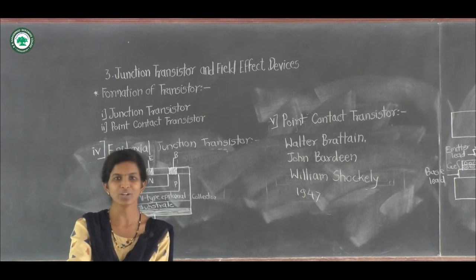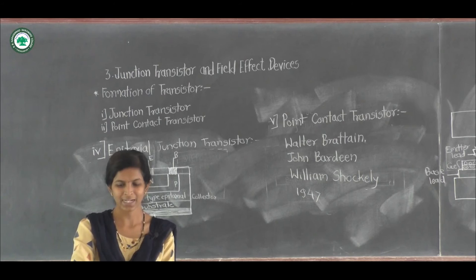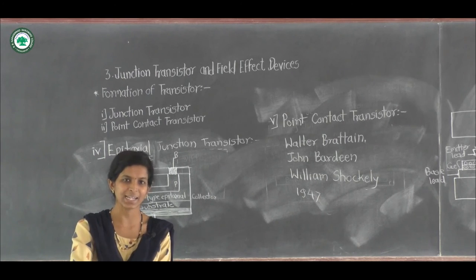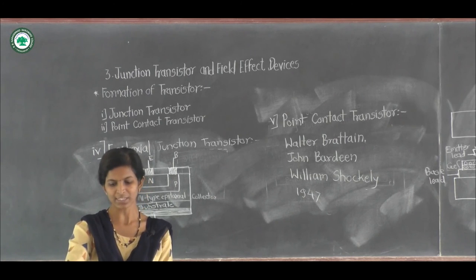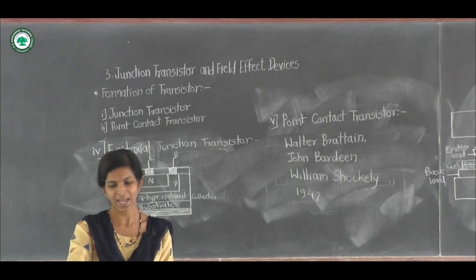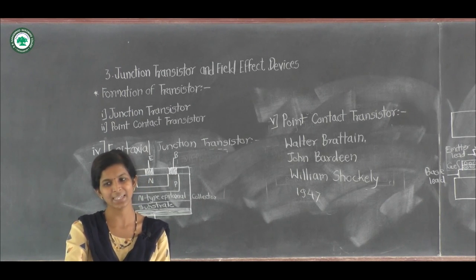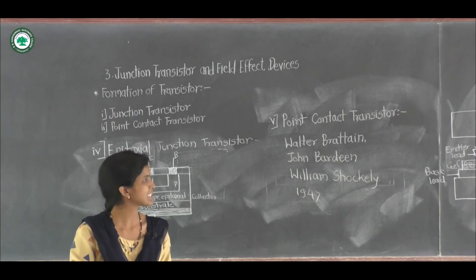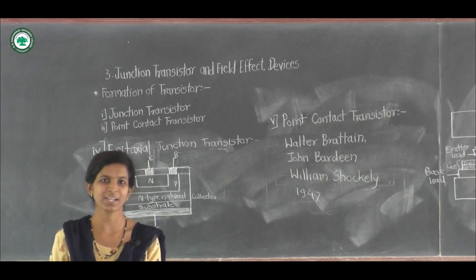The first contact is the emitter and the second contact is the collector. The low current input terminal is the emitter, while the high current output terminal are base and the collector. So, this is all about the point contact transistor.